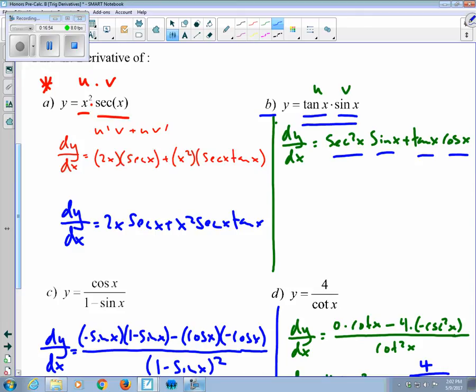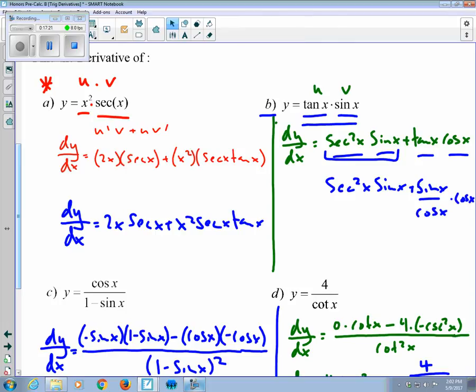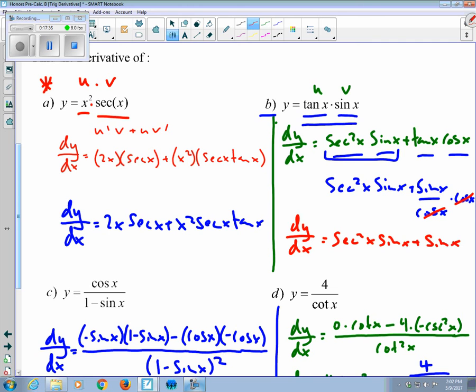Secant x is 1 over cosine, so we're not actually going to see any cancellation with this first term. But tan is sine over cosine, and so we'd be dividing by a cosine and multiplying by a cosine, and there we actually would see some simplification. So right here, we can write this as secant squared x sine x plus sine x over cosine x times cosine x, where our cosine x is canceled, and we can see our derivative simplified down as dy dx equals secant squared x sine x plus sine x.